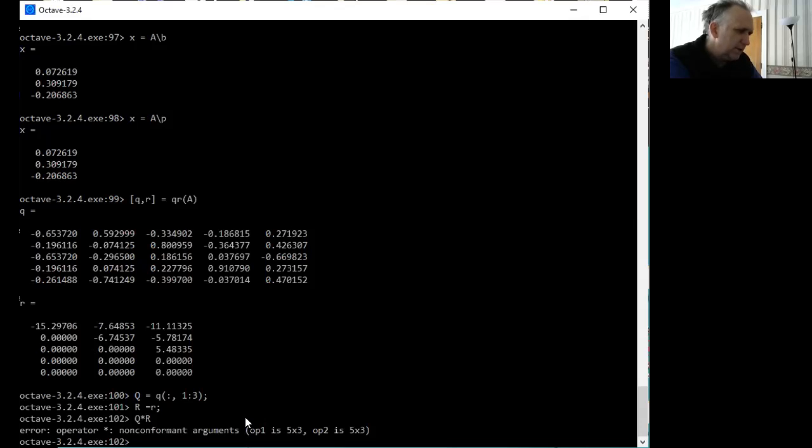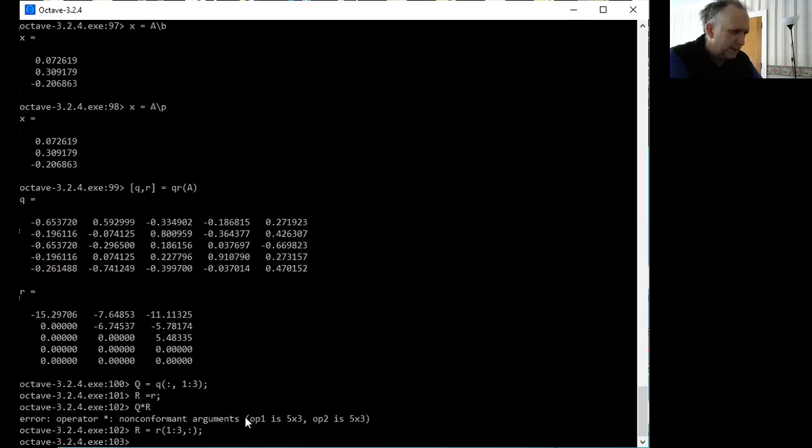Right. Q is 5 by 5. So I would have to also change R, right? I want to get rid of R, those bottom two rows of R. So I want R equal to little r, keeping the first three rows. So I go 1 to 3. And that's it. I want all the columns. Okay, there we go.